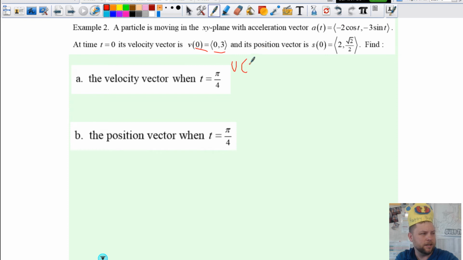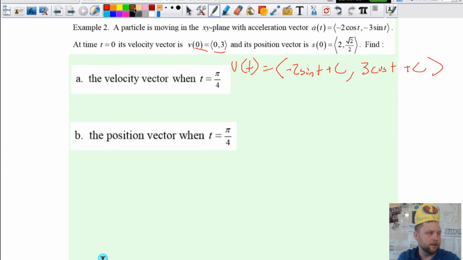So my v of t is going to be just the integral of each of these, the antiderivative. I'm going to write it this way with plus c's first. So it'll be the integral of negative 2 cosine of t squared, which is going to be negative 2 sine of t squared times c plus c. And then this is going to be positive 3 cosine of t plus c.